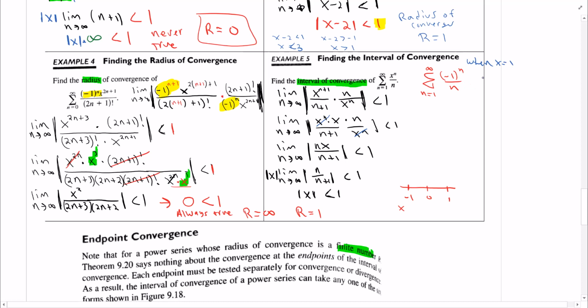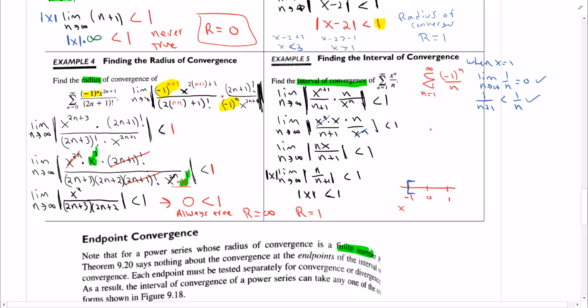There's two things I need to show for alternating series. One, I need to show that the limit as n goes to infinity of 1 over n equals 0. That's good. And then I need to show that the next term, the n plus 1 term, is always less than the nth term, which is also good. So this converges, which means -1 is included in my interval, right?